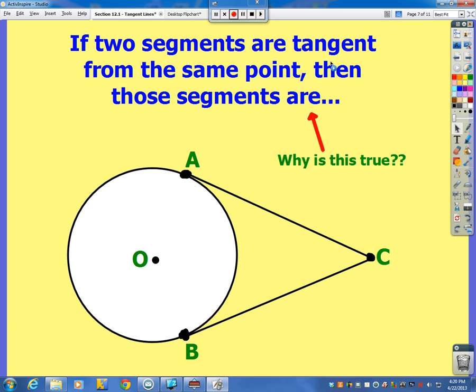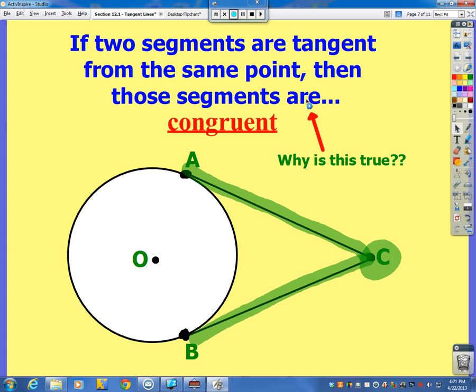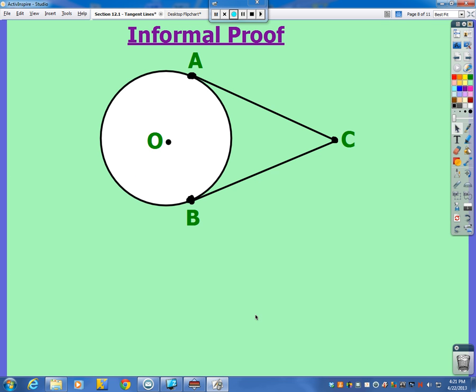Now, if two segments are tangent from the same point, so for example, if AC is tangent to this circle and CB is tangent to this circle, and they both come from the same point, point C, what do you think is true about these two segments, AC and BC? And you might think, I believe they might be congruent. I mean, just looking at these, it looks like it's pretty legitimate that that's the case here. Now let's discuss why that's true. Let's do a quick little proof here.